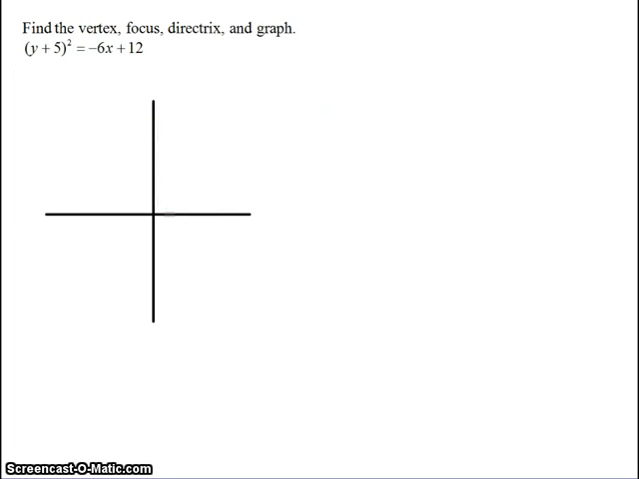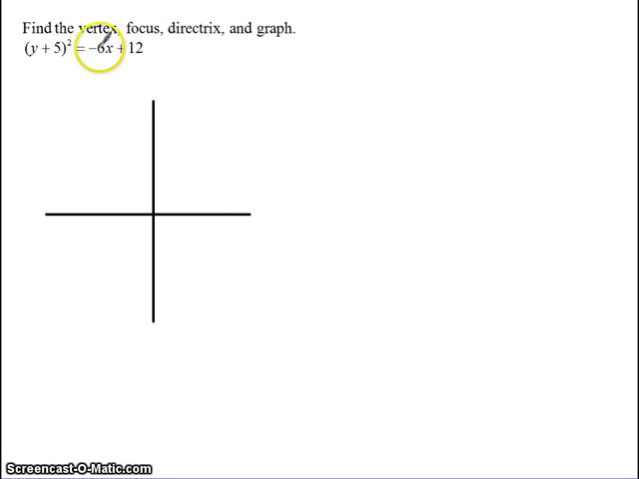Let's go ahead and look at the next problem here. We want to find the vertex, focus, directrix, and then graph. So I see I have a y squared, and that tells me I'm going to have a parabola on its side. In order to find the focus and the directrix, I need the p-value. And so I need to compare this equation to the general form of a parabola. So let's start making that comparison.